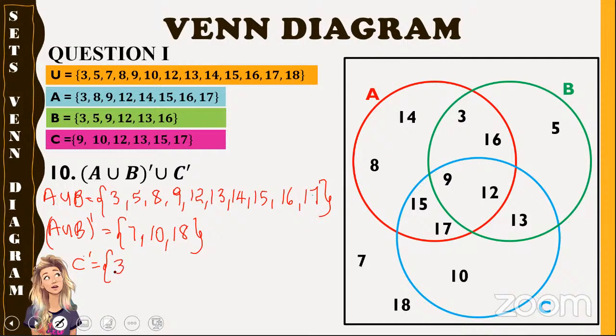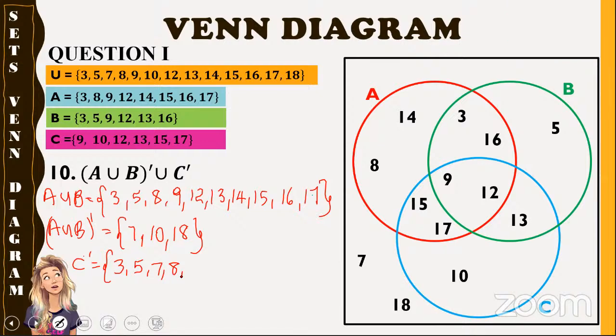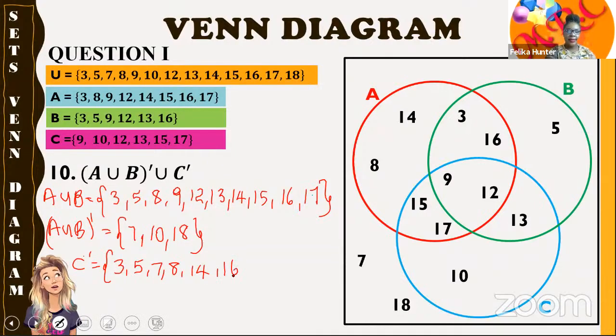3, 5, 7, 8, 14. Yes, you're missing a number. 3, 5, 7, 8, 14, 16 and 18.